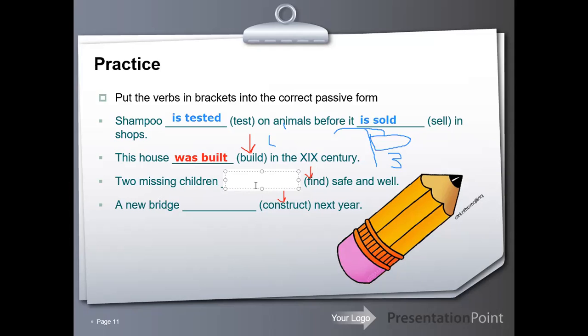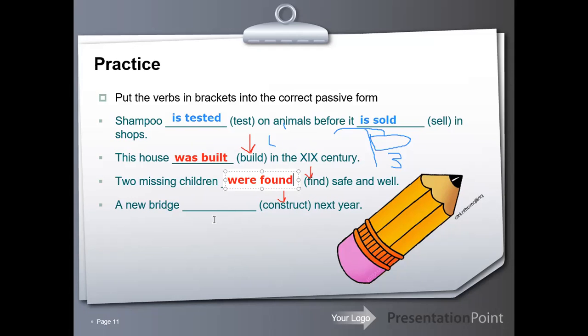Two missing children are found or were found safe and well. Were found. Ah, okay. Were found.